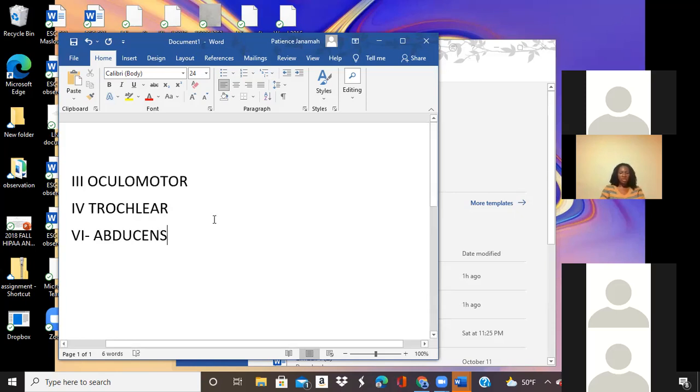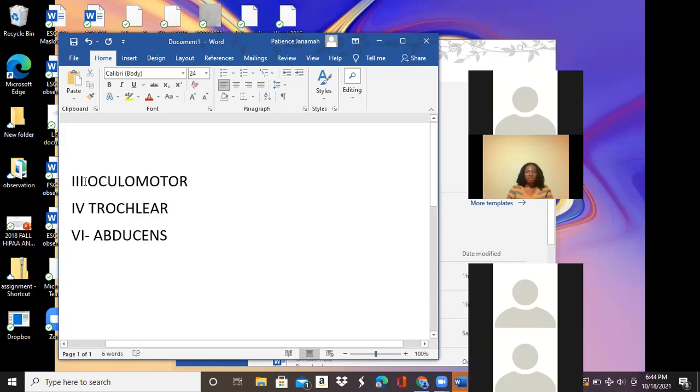So these are the cranial nerves that control the movement of your eye. Do we get it? Did I mention the Roman numerals correctly? 3, 4, and 6. Are you with me? Yes. Okay. So they all control eye movement. They control the eyeball moving up and around.